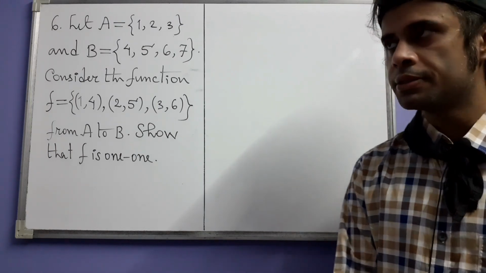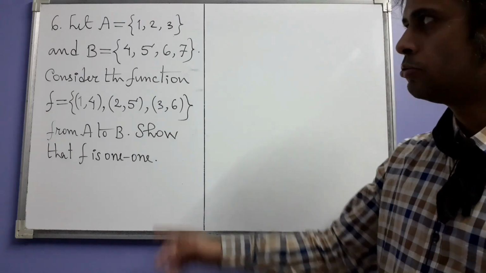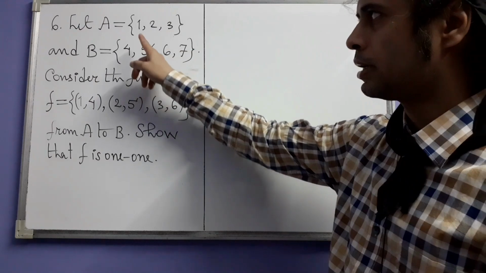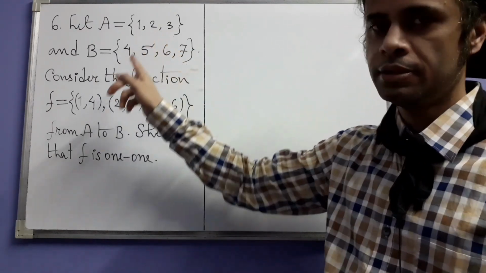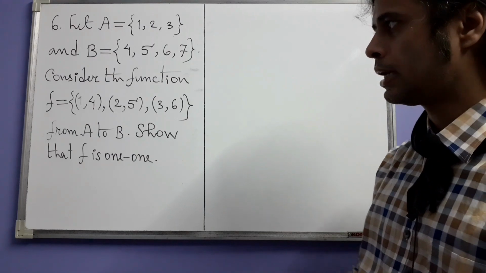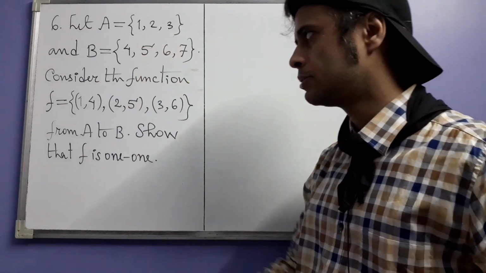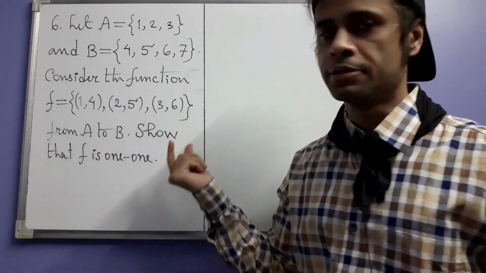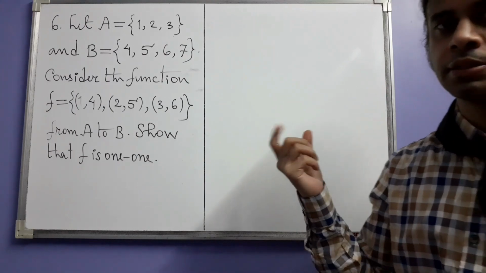Next we have this sixth one. Two sets are given, A and B. A consists of 1, 2 and 3 and B consists of 4, 5, 6 and 7. And a function f is given from A to B like this. F has been expressed as a set.